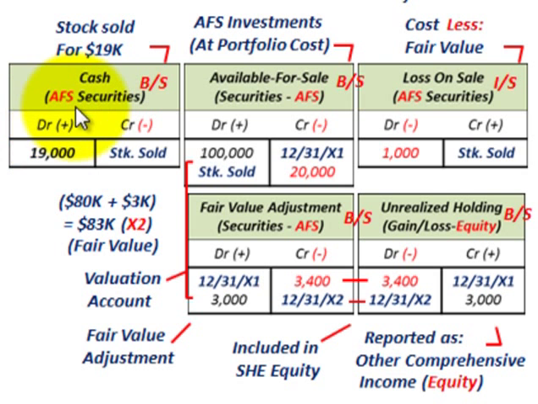So we debit or increase our cash account here for $19,000, and then we have to also recognize the loss here on that sale. So that was our cost less our fair value. Cost $20,000, fair value was $19,000. So we have a debit here, a loss of $1,000 on our income statement. Okay, so that takes care of that.